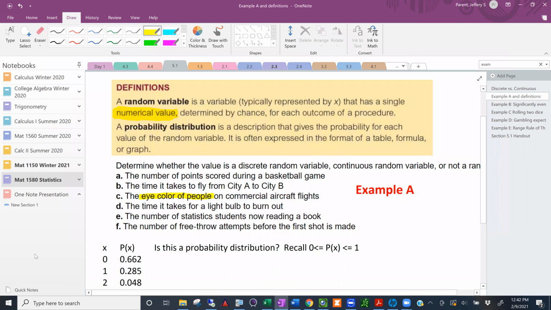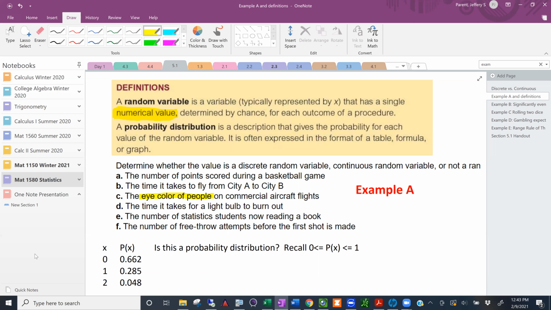Let's look at part D here. The time it takes for a light bulb to burn out. I buy all these nice little LED bulbs that are supposed to last 10,000 hours. Gosh, they seem to burn out really quickly. I don't know what's going on. But in any case, the time that it takes for a light bulb to burn out. Continuous. What do you think? Continuous? Yeah. It's just like part B, right? Continuous random variable. It's a time.